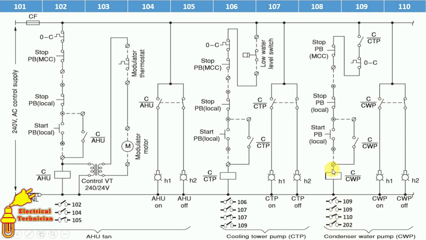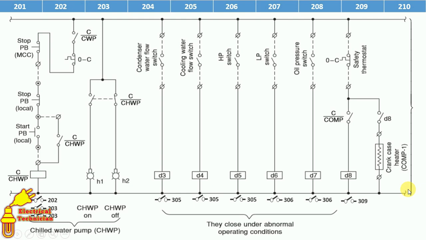Similarly, there is one more auxiliary contact, NO, is used. It is in next page at 202 location. So let's go to next page. See, here is 202. Below this, you can see here also NO contact of condenser water pump is used. It means this chilled water pump here, it will remain off till condenser water pump remain off. When condenser water pump is turned on, then only chilled water pump will turn on.